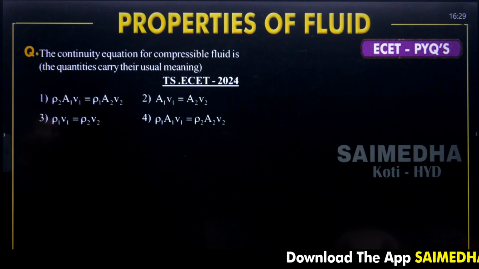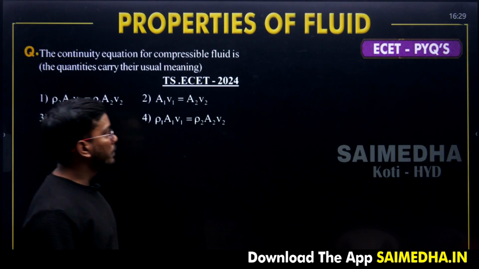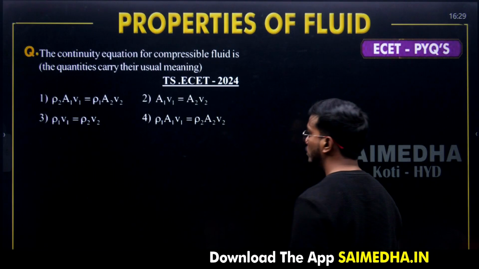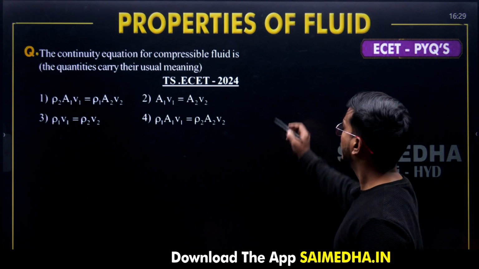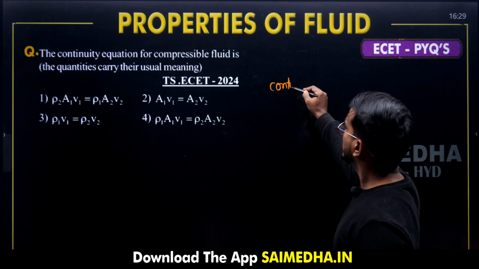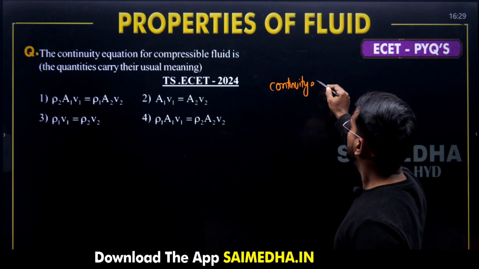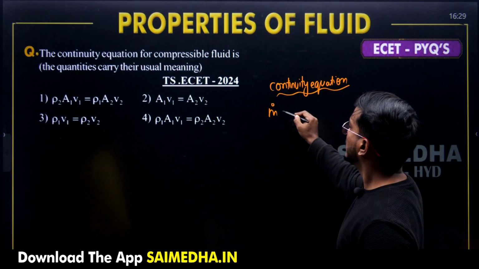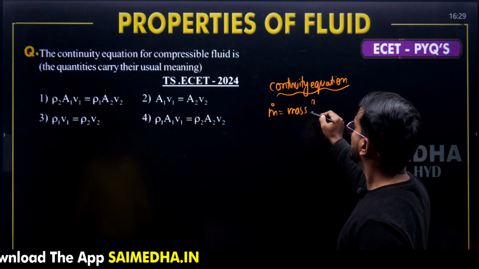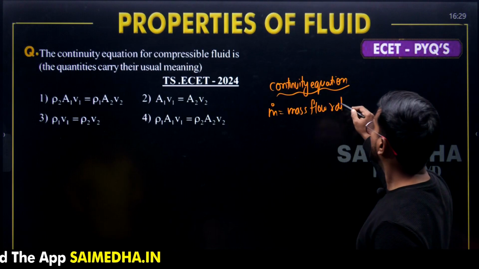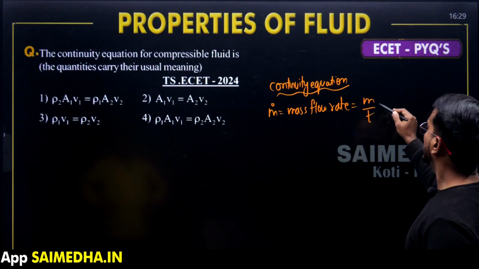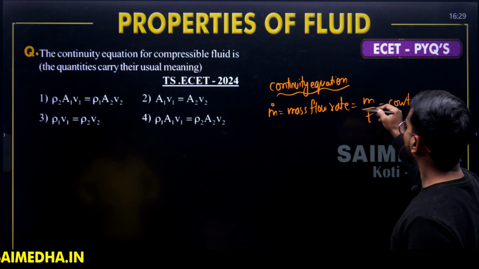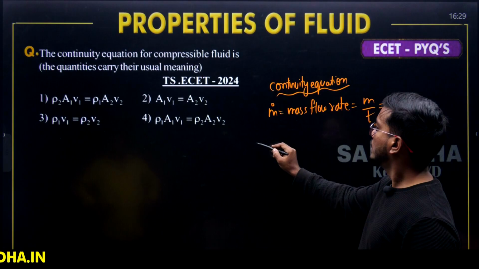The next question is ECET PYQ, TS ECET 2024. This is the continuity equation. Continuity equation is: mass flow rate remains constant. Mass flow rate will be remaining a constant. That is mass by time remaining constant. Mass formula is density into volume.